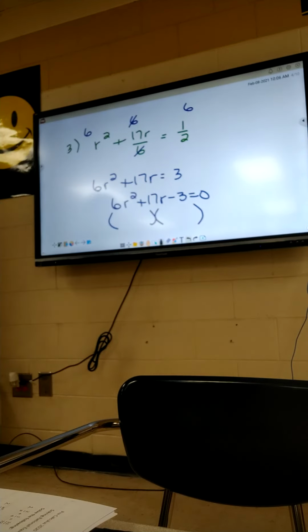Same thing. Now y'all factor that out or do quadratic formula, whichever way you want to do it. You get an answer. I think this one does factor. I think we factored it this morning in the first block.